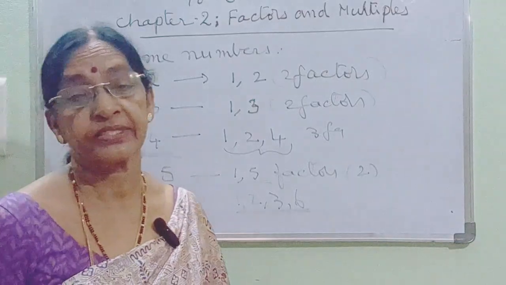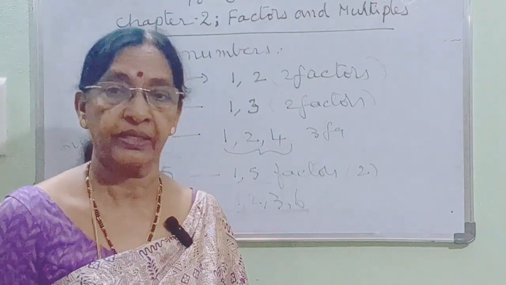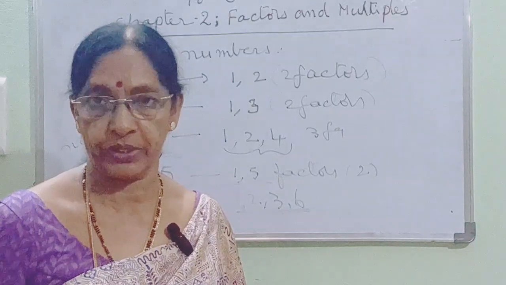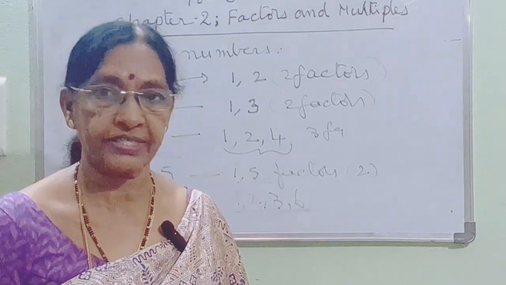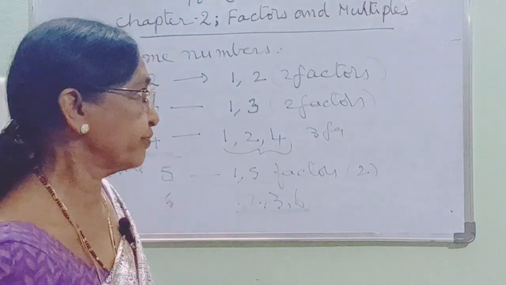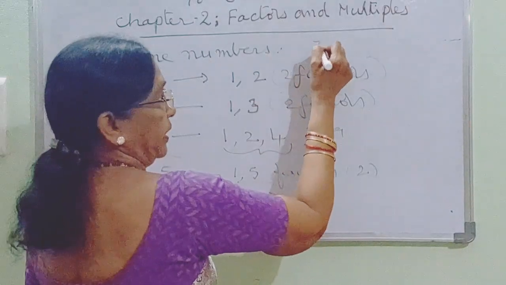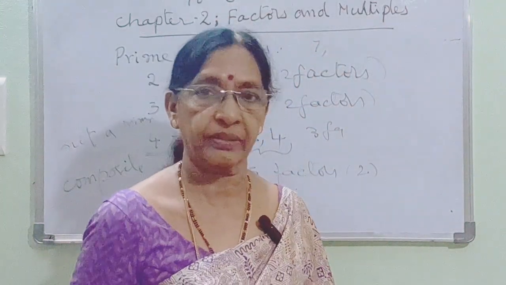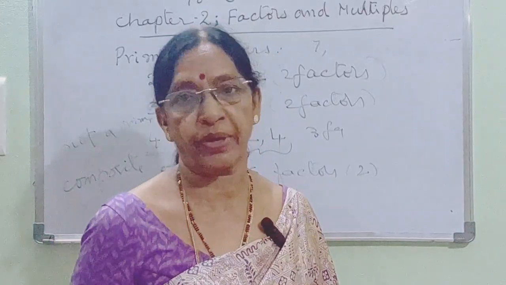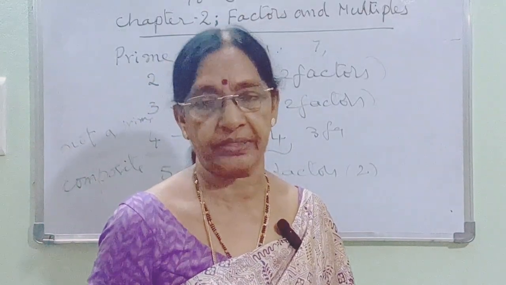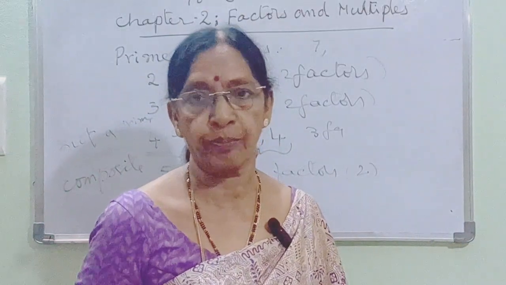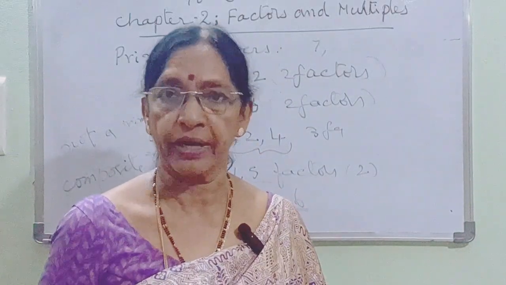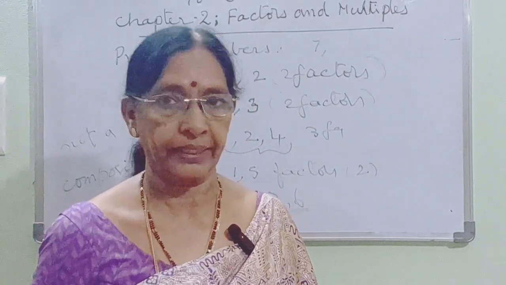Next, 7. 7 is again a prime number. 7 is divisible by 1 and the number itself. No other number divides 7 without remainder. Therefore, 7 is a prime number. And next, 8 is not a prime. 8 is a composite number because 8 is divisible by 1, 2, 4, 8. 9 is also a composite number, not a prime number, because it is divisible by 1, 3, 9.